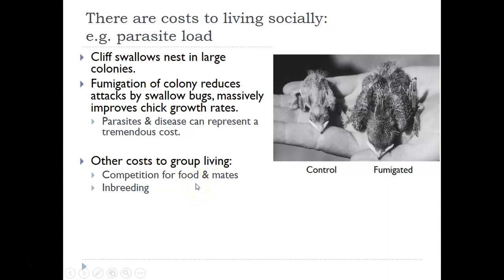So if you do stay behind and you live in a large group, you're going to have more competition for food because the individuals you're living with eat the same things that you do. You may have competition for mates. I don't even have competition for shelter on here, but that certainly could be a problem. And you have increased likelihood of inbreeding.